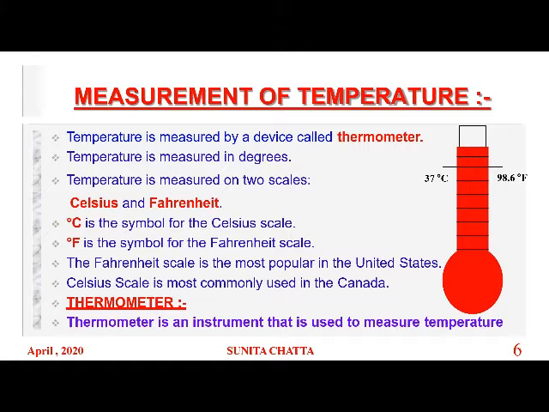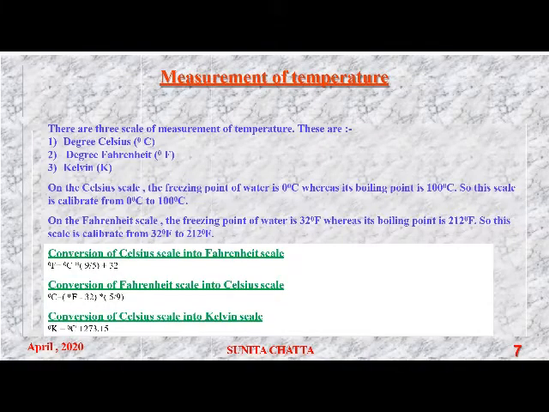Thermometer. Thermometer is an instrument that is used to measure temperature. Now, measurement of temperature, that is scales which we use. There are 3 scales of measurement of temperature. These are number 1, degree Celsius or degree C. Number 2, degree Fahrenheit or degree F. Number 3, Kelvin or K.